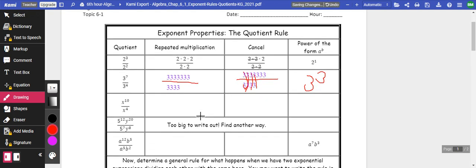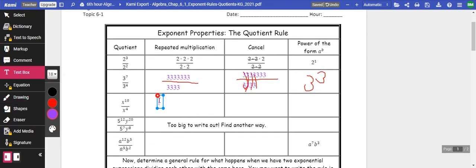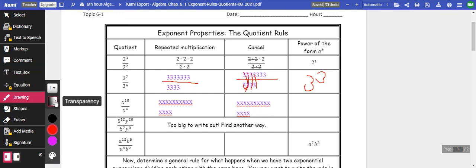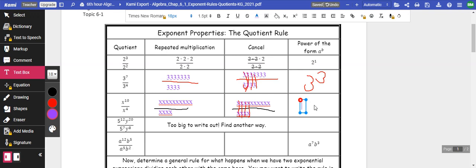Okay? So if we talk about this with x's as well, we have 10 x's: 1, 2, 3, 4, 5, 6, 7, 8, 9, 10, over 4: 1, 2, 3, 4. And same thing over here: 10 x's over 1, 2, 3, 4. And yeah, they're over each other. And then we're just going to cancel them out. They divide by 1, 2, 3, 4. So we should have left over x to the 6th.